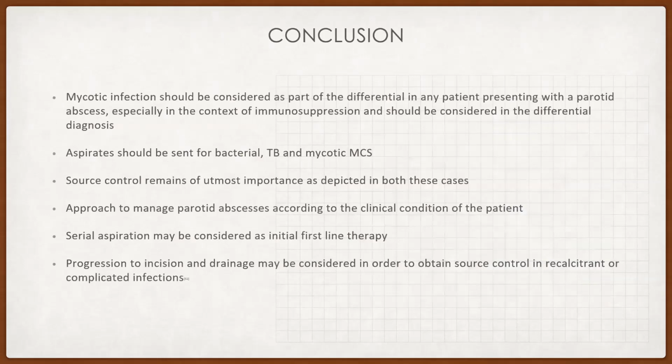In conclusion, mycotic infections should always be considered as part of the differential in any patient, especially an immunocompromised patient presenting with a parotid gland abscess. Aspirates should be sent for bacterial, TB, and mycotic MCNS. Source control remains of utmost importance as depicted in both of these cases, and an approach to management of an abscess goes according to the clinical condition of the patient.